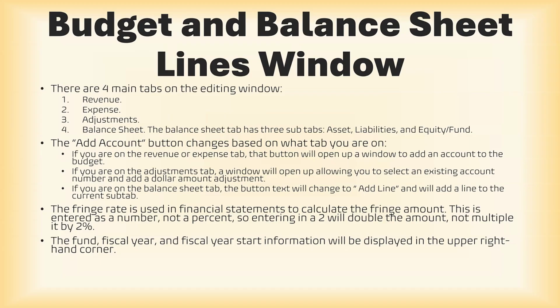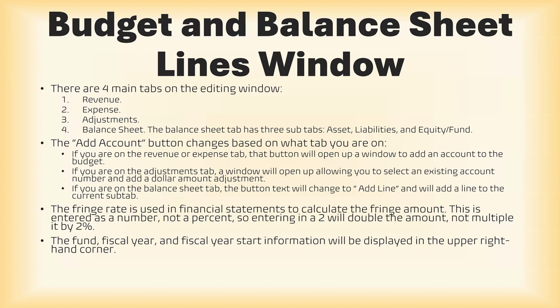If you're on the revenue or expense tab, that button will open up a window to add an account to the budget. If you're on the adjustments tab, a window will open allowing you to select an existing account number from the budget and add a dollar amount adjustment. And if you are on the balance sheet lines tab, the button will say add line and it will add a line to the current sub tab.